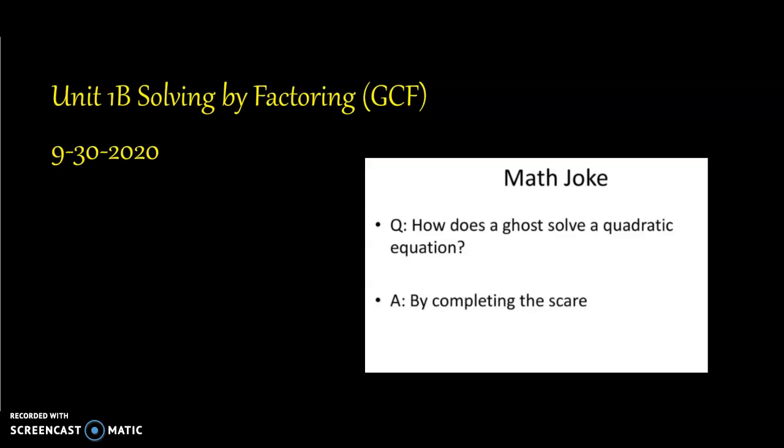Welcome everyone. Today we're going to end up solving by factoring. We'll also touch base on our GCF, which is our greatest common factor. So we'll talk about that. Make sure you have a notebook and your pencil or pen to take down some notes. Pause the video when needed.